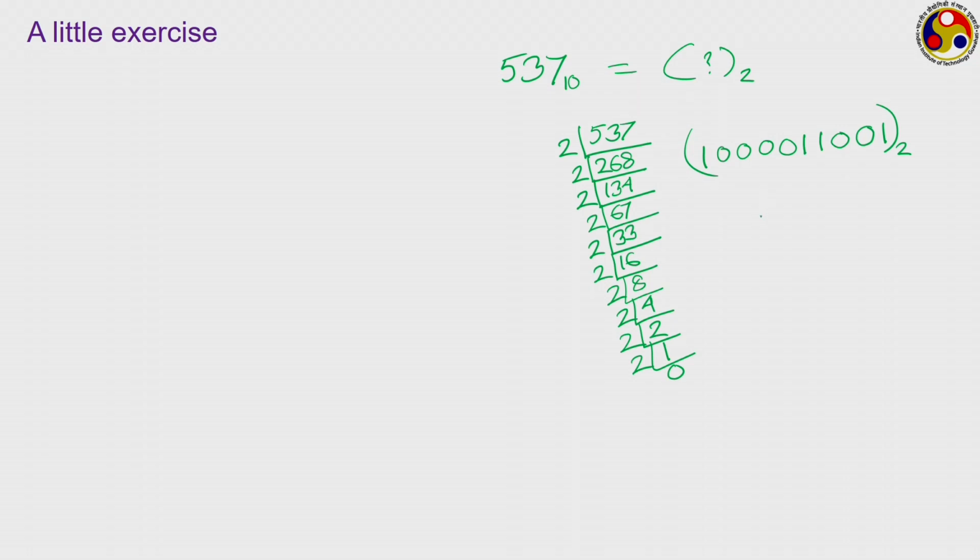Like if we want to get the octal version of the same quantity, this 537, then we have to divide it by 8. So, if we divide it by 8, how much are we going to get? 6 times 8 is 48 and 57, so 7, leaving us 1 as remainder.